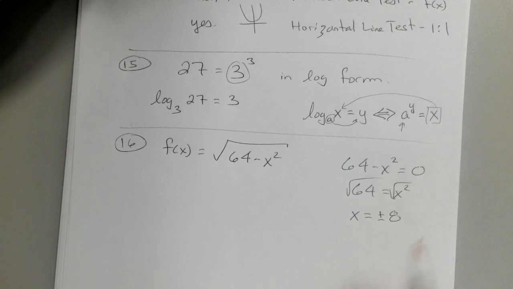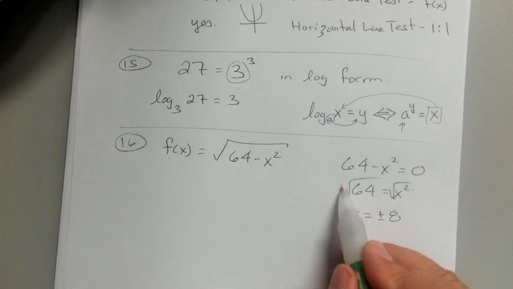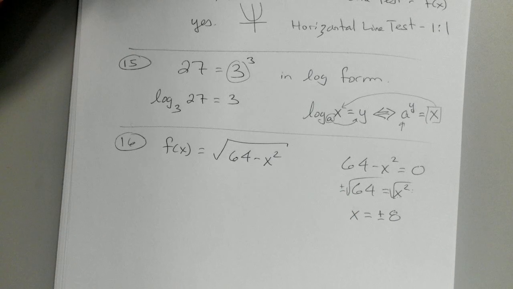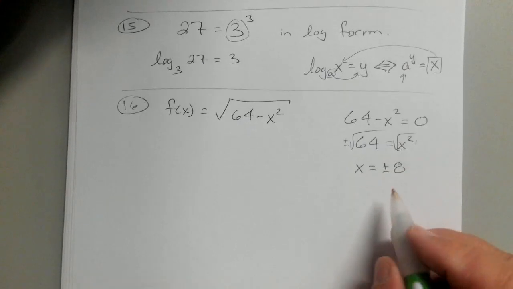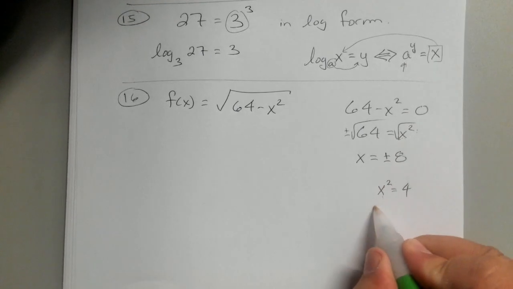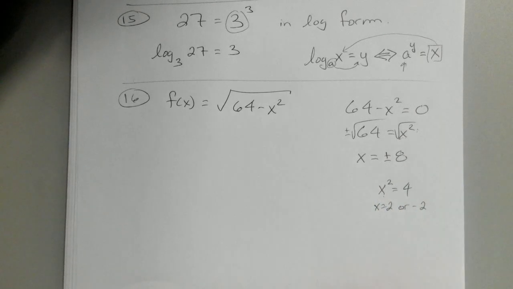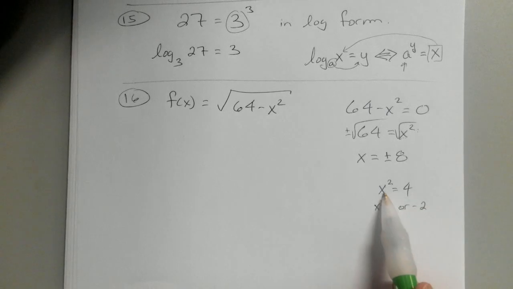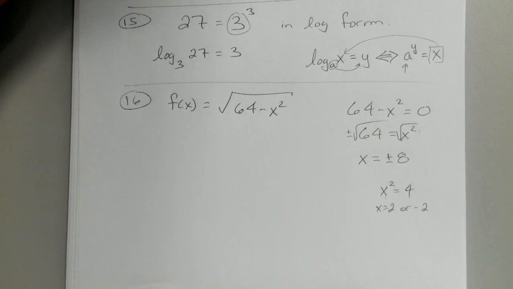So minus 8, right. Whenever we take a square root of x squared, you have to put a plus or minus in front of the solution. Why? Because if x squared equals 4, x can be 2 or negative 2. Negative 2 squared is 4. So whenever you have a squared term, it can be a positive or negative answer.